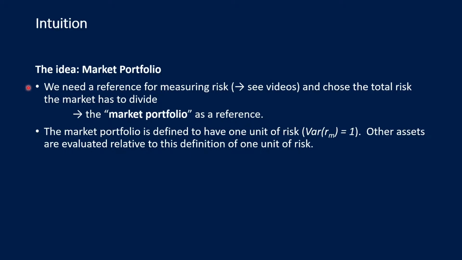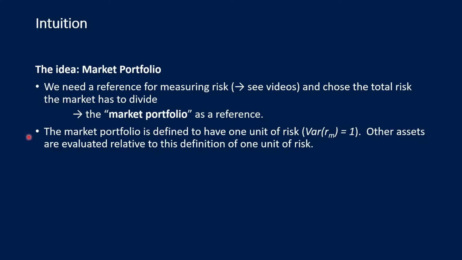Now, the basic idea is that there is something like a market portfolio, which is then a reference for measuring risk. How we measure risk, as volatility, as standard deviation or variance of the return, I have additional videos on that. I guess you have seen them already. If not, please refer to these videos. So we need a reference for measuring risk, and we have to choose the total risk the market has to divide. So we have a market portfolio as a reference.